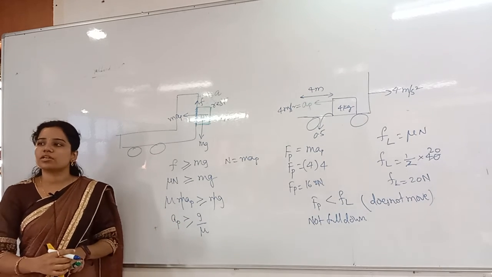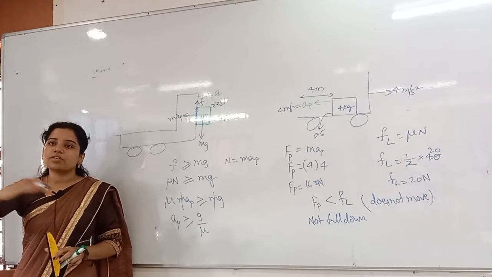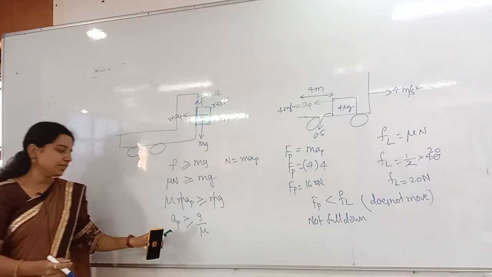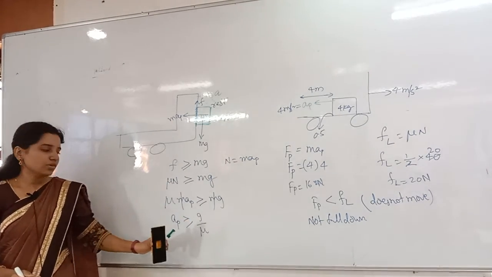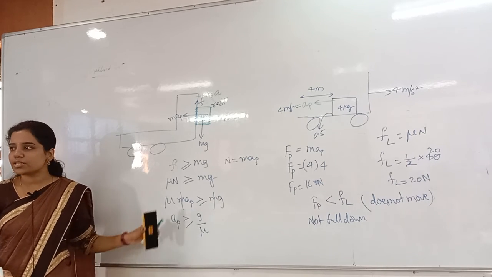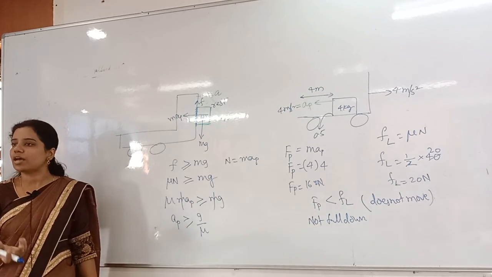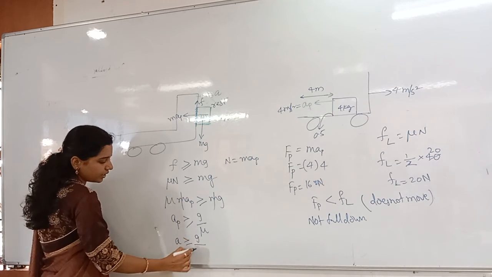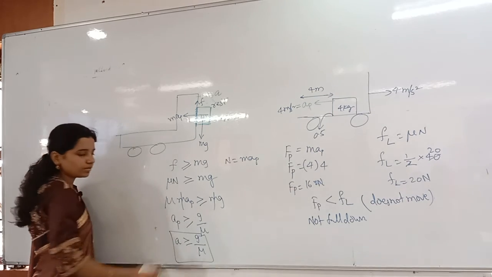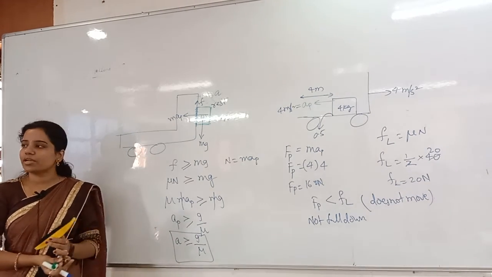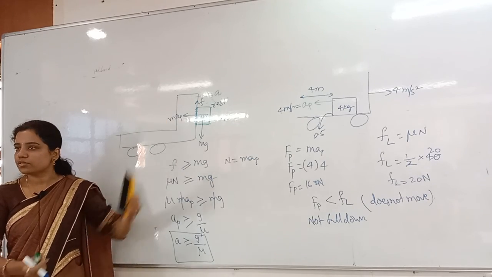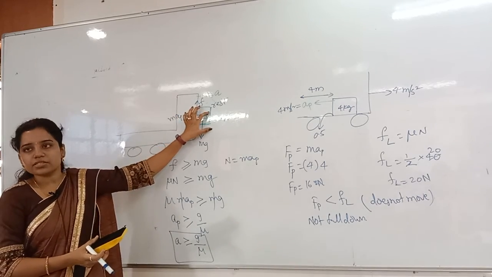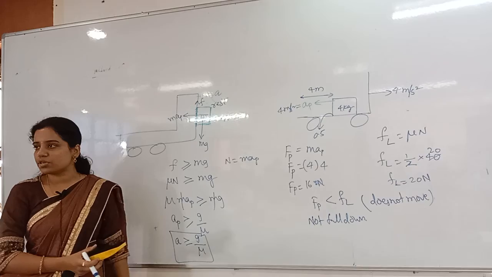Generally, on a horizontal surface, the acceleration we got is mu into g. This is a vertical surface, so here we get a equals g by mu. The pseudo acceleration is always equal and opposite to the applied acceleration, so a is greater than or equal to g by mu. Don't worry about the minus; we are indicating the direction only. Everybody understood? To keep it at rest, with what acceleration the truck has to move, that is what they are asking.